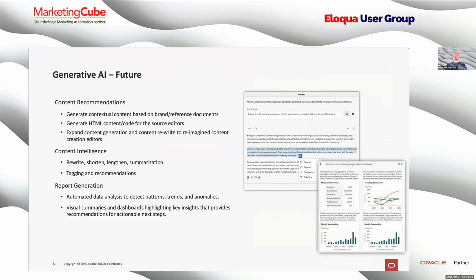Just diving a bit deeper on the generative AI future. Again, this is all future roadmappy type stuff we're talking about. The content intelligence I'm looking forward to. So rewriting, shortening, lengthening, summarization of content. I think that's going to be really quite helpful. The content recommendations, so generating contextual content based on brand and reference documents. And that's the key thing that's missing today with the Gen AI piece within Eloqua.